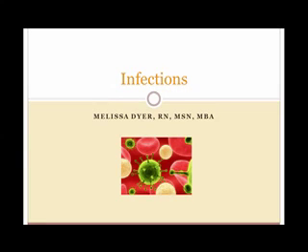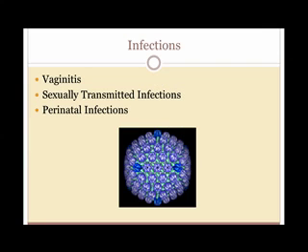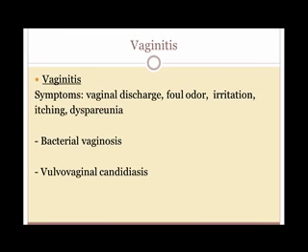In this lecture, we'll be discussing infections. We'll also be discussing their implications as it pertains to pregnancy. I'll be discussing infections and breaking it down to 3 subcategories. These are vaginitis, sexually transmitted infections, and perinatal infections. In case you're interested, the picture is a picture of the herpes virus.